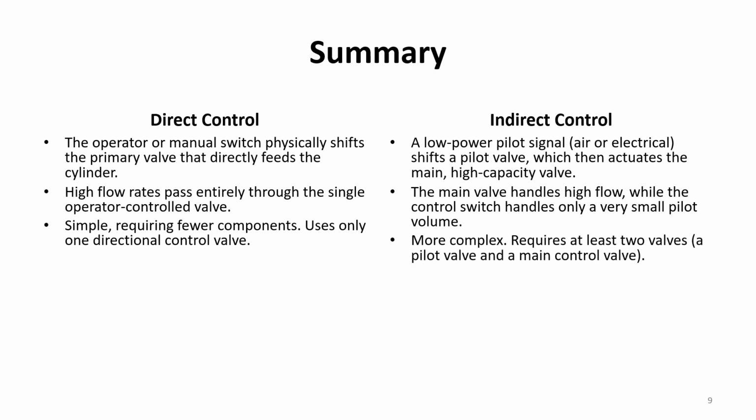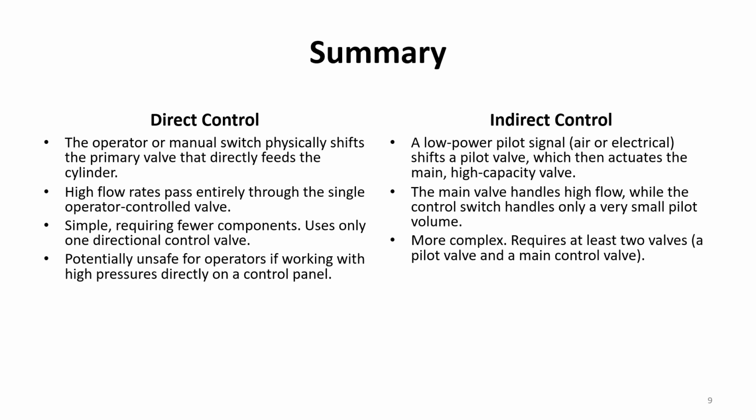And comparatively, direct control is simple, easy to make, requiring only fewer components, whereas indirect control circuits are more complex and require a minimum of two valves, a main control valve and a pilot control valve separately to actuate it. And safety wise, direct control of cylinders is potentially unsafe for the operator because they are working with switching high pressure at a higher flow rate of the DCVs, which are controlling the cylinders directly.